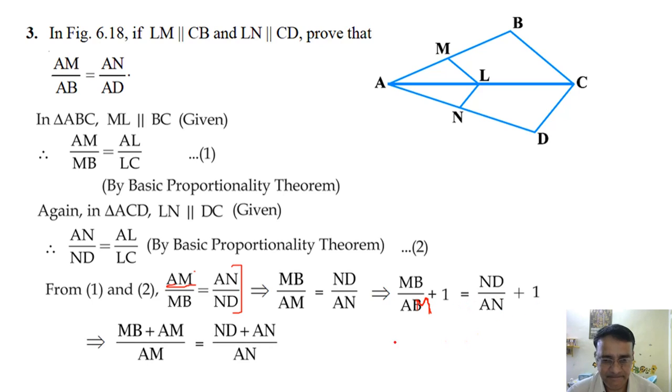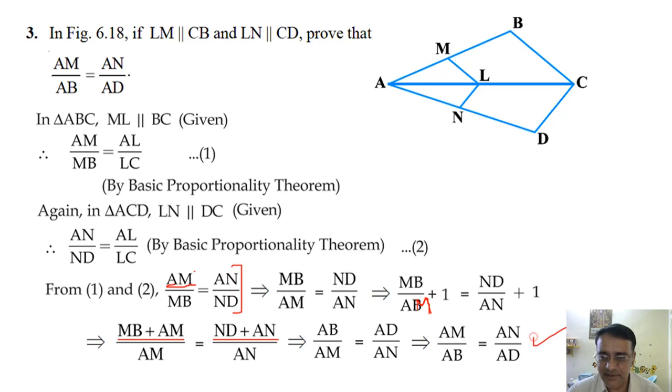Now take LCM. So what will it become? AB. AB. And this one? AD. AD. Right. Now we'll take the reciprocal again. So this is the proof. Any doubt in this question?